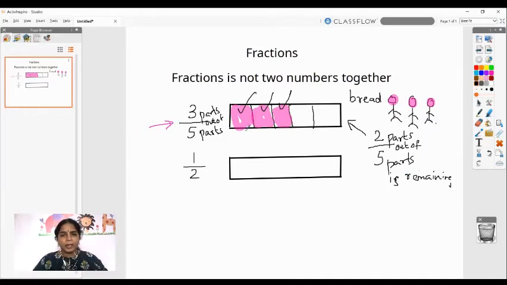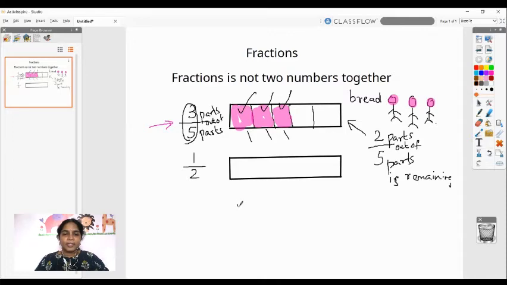Does that mean we are giving three breads to people? Or does it mean we are having 5 breads? No, we don't have 5 breads and we did not give 3 breads as well. We gave 3 parts out of 5 parts to the 3 children. That means 3 and 5 are not two separate numbers that came into the picture. 3 doesn't have a separate meaning and 5 doesn't have a separate meaning. 3 by 5, whole together, has a meaning: 3 parts out of 5 parts.